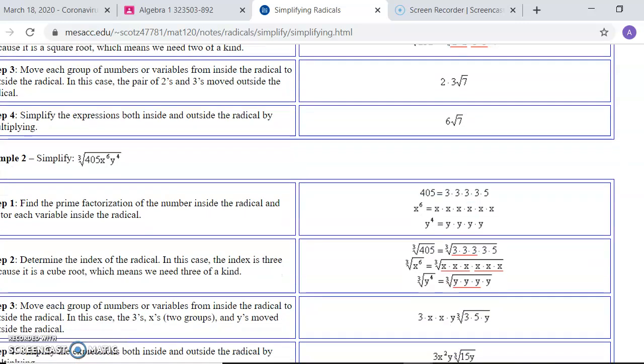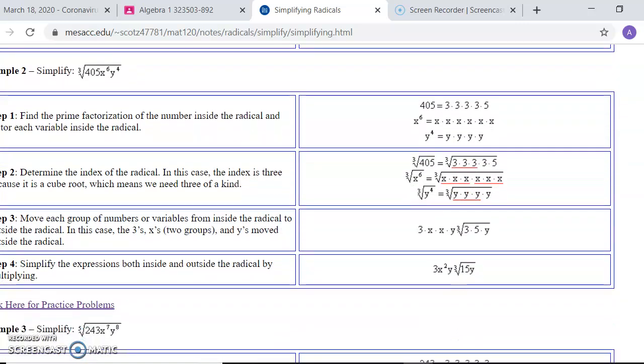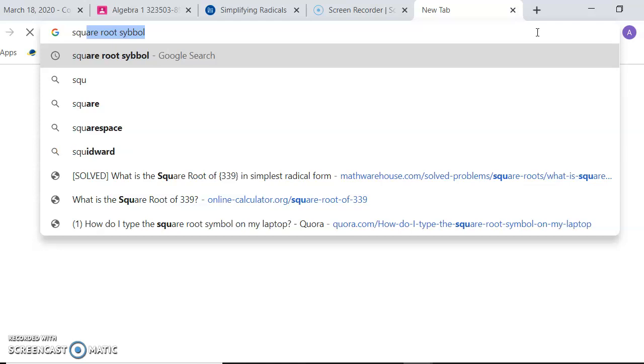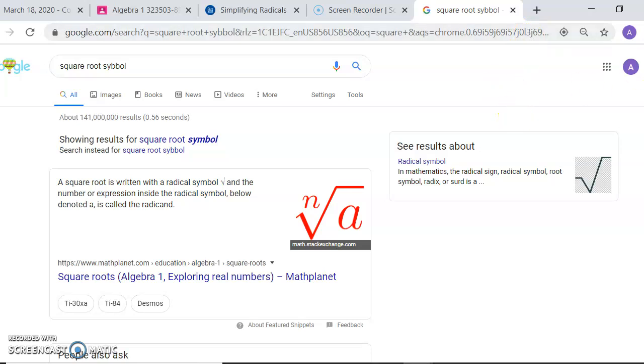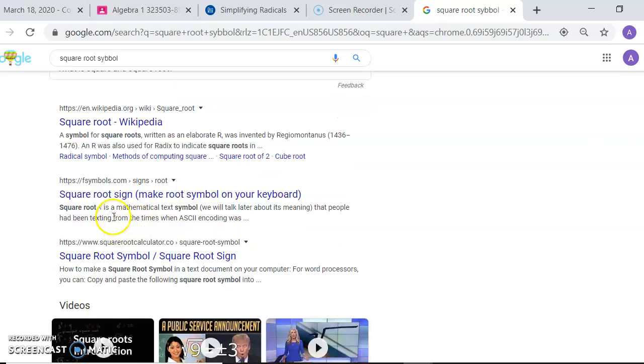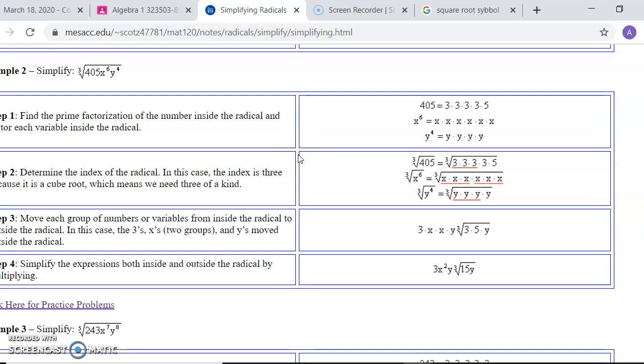So what do you do when you have something like this? You have a cube root here. You have 405 times x to the 6, y to the 4. Let me get myself a square root symbol. All I'm doing when I look for my square root symbol is just get, yep, here's my square root symbol here. And I'll use that to cut and paste into my Word document.